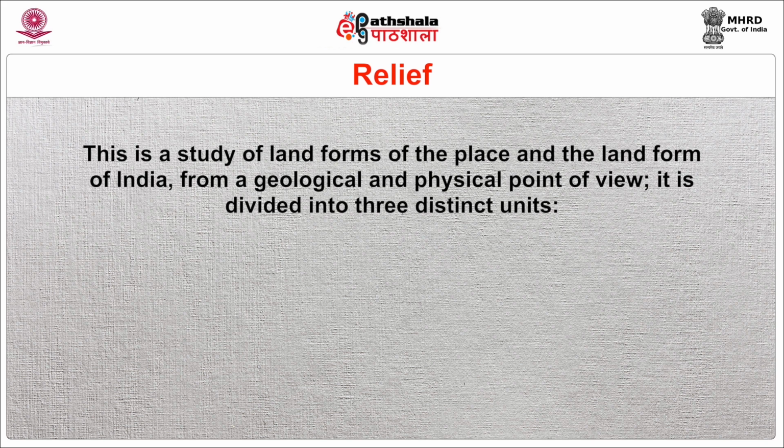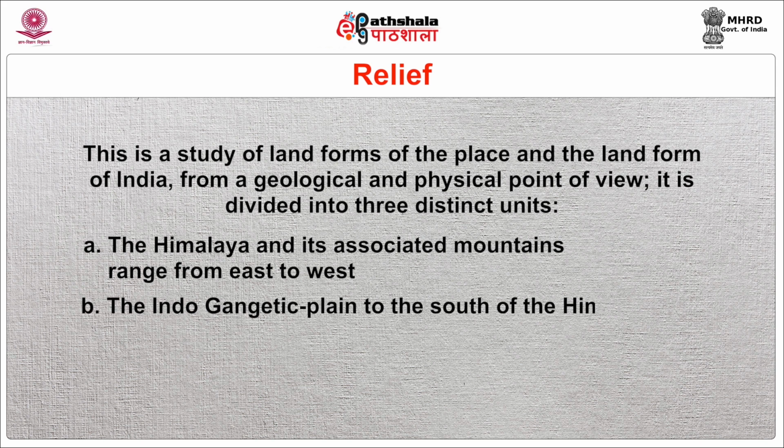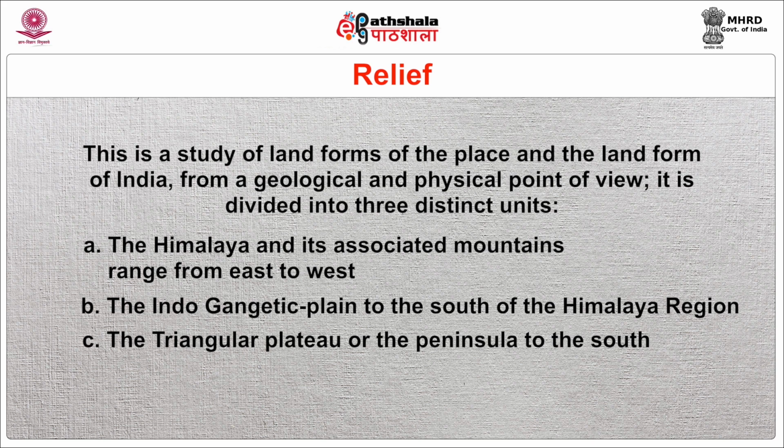This is a study of the landforms of a place, and the landform of India from a geological and physical point of view is divided into 3 distinct units. The first is the Himalaya and its associated mountain ranges from east to west. The second is the Indo-Gangetic Plain to the south of the Himalayan region. And the third one is the triangular plateau or the peninsula to the south.